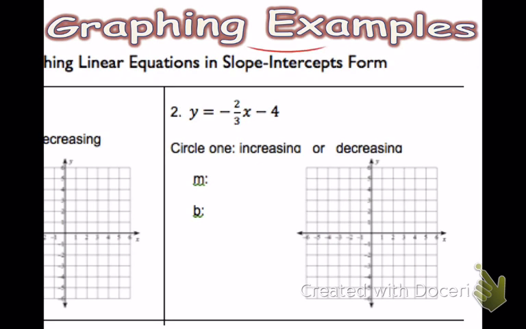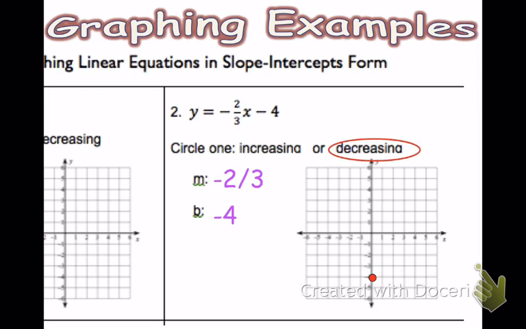Second, number 2, we know this is decreasing because we have negative 2/3 as our slope, and we have negative 4 as our y-intercept. We're going to start at negative 4 on the y-axis. Main thing is, remember, always start on the y-axis. The intercept in slope-intercept form is the y-intercept.